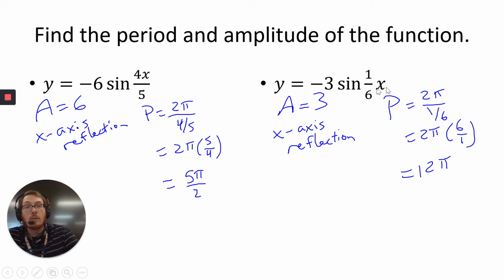Negative 3 sine of 1/6x. Notice this one's set up the way you want. It doesn't have that division like this first one did. So the amplitude is 3. It has an x-axis reflection. And then 2 pi over 1/6. Remember, it's 2 pi divided by the b value, which is the number in front of x inside the trig function. So then it would be 2 pi divided by 1/6, which is times 6 over 1. That should make it stretched out in the x-axis direction, which makes the graph a lot wider, as 12 pi instead of the typical 2 pi.